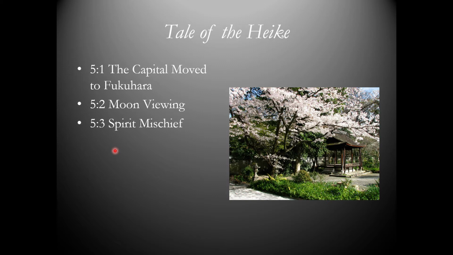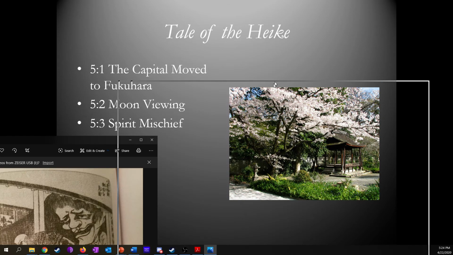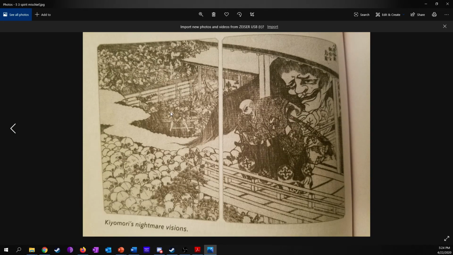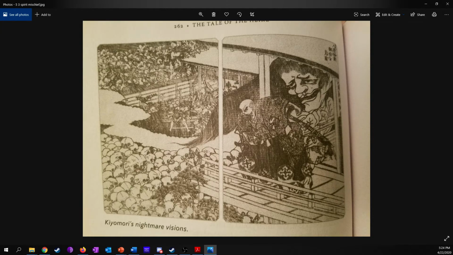All right. Now, Spirit Mischief. This one we actually get a cool picture, too, if you have your book. Hold on. And again, like last week, I love these pictures so much I had to bring them with me. This one, Spirit Mischief, is the front page of the Penguin Classic books. So if you have your Penguin Classic books, this is there too. Now, what is Spirit Mischief?